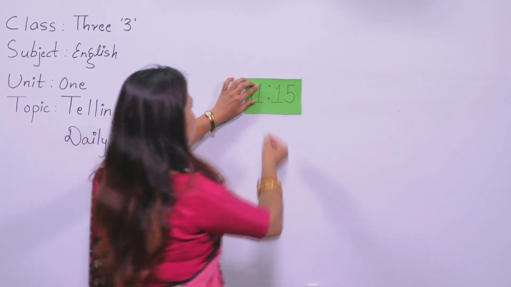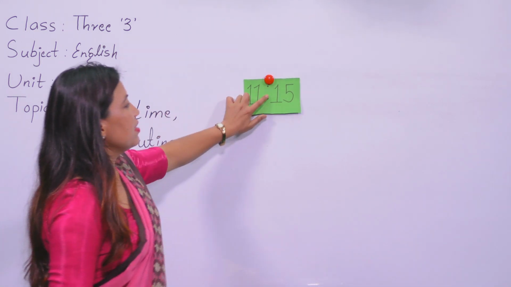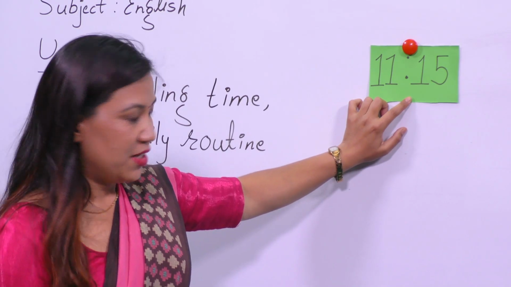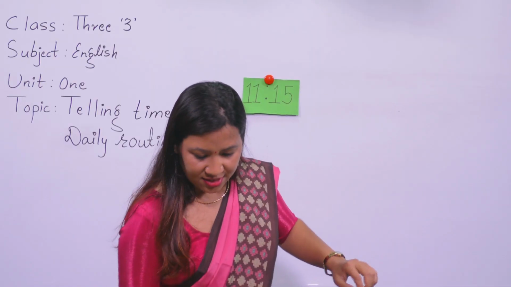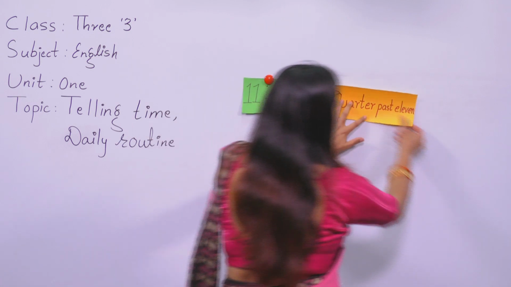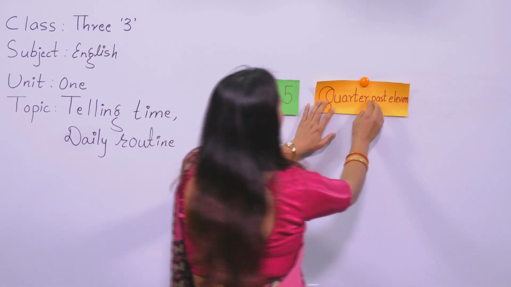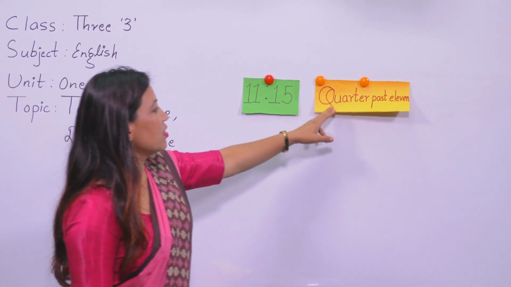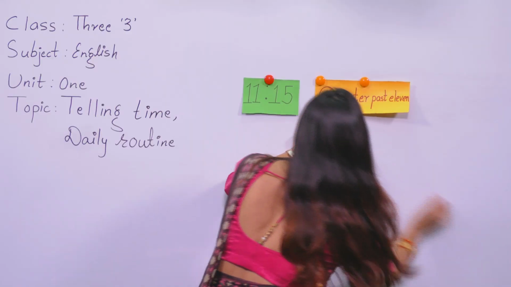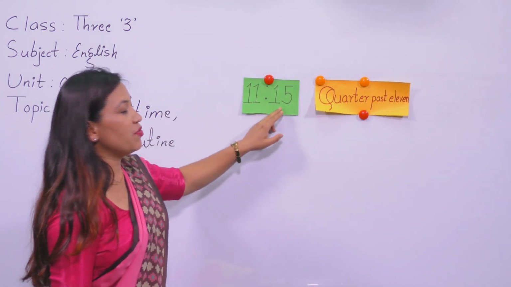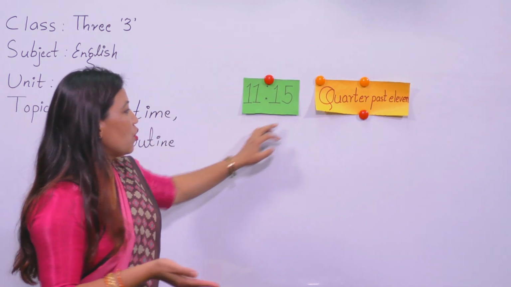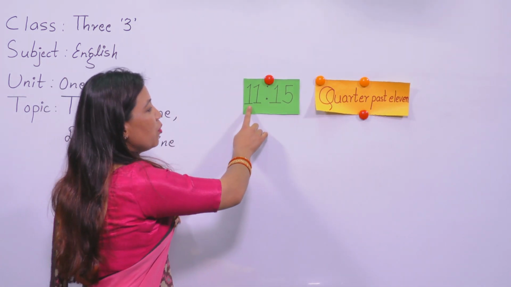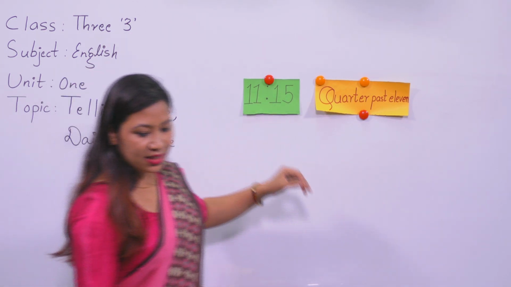okay, you look here. 11:15. How do you write it? Okay, we can write it as 11:15. We already know that it is 11:15, right? It's 15 minutes past 11. So we write 11:15, right?